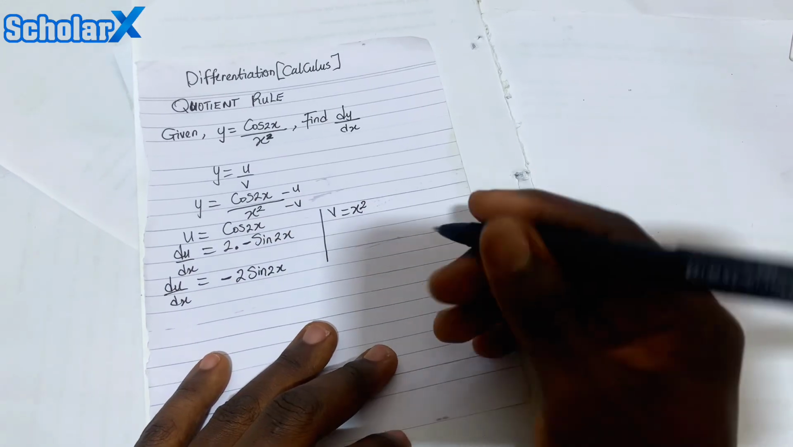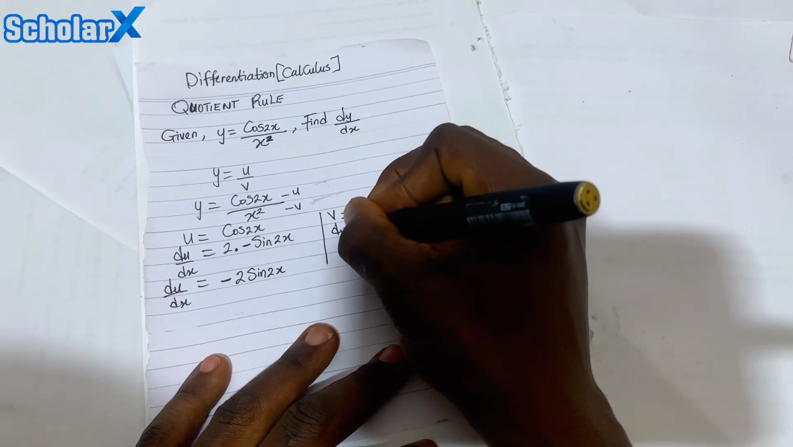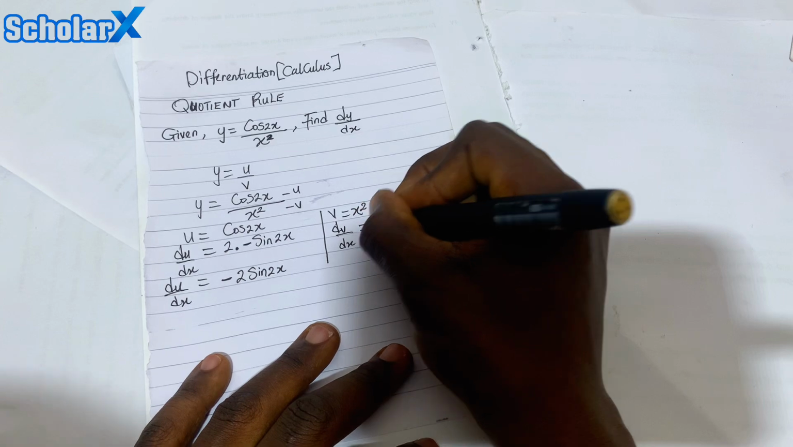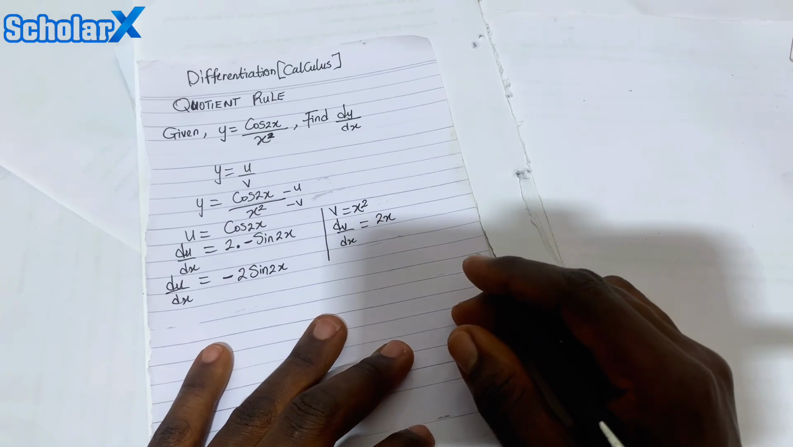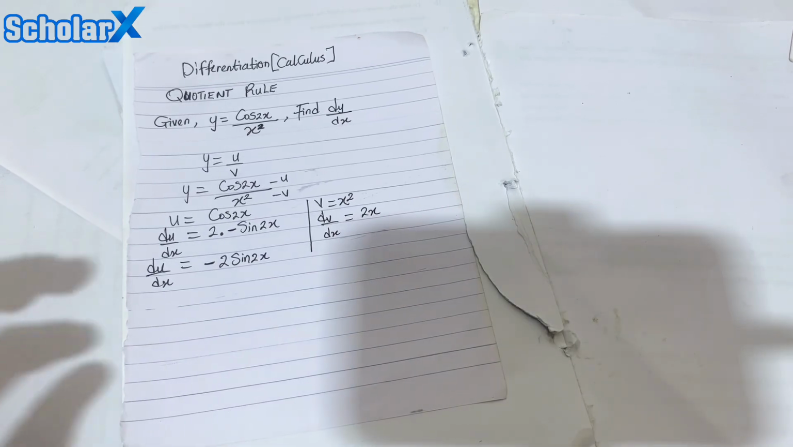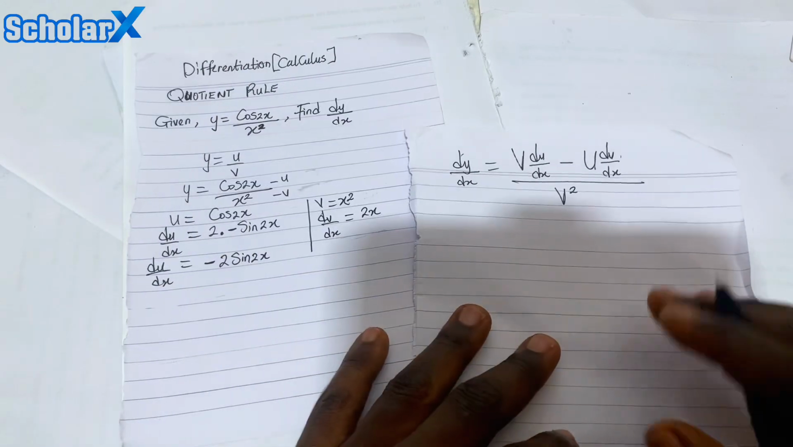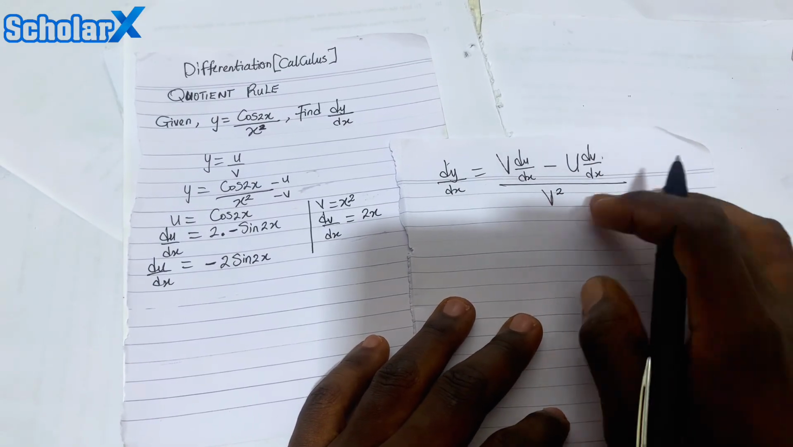All right. Now we're going to differentiate v with respect to x. So that's going to be dv dx. So that's going to be differentiate x squared. You're going to have 2x. All right. Now, what's the next thing we're going to do? Recall the formula. Now, the formula for quotient rule is what? V du dx minus u dv dx over v squared.